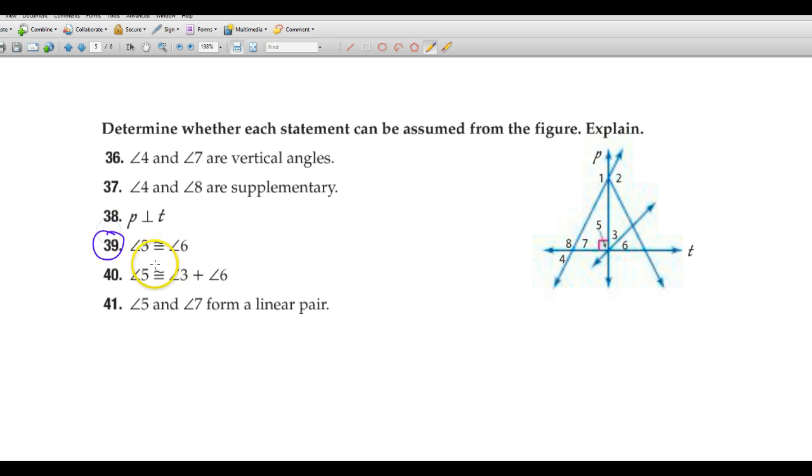So on 39, can we assume that 3 and 6 are congruent? No, we cannot. The only thing that we know is that those two have to add up to 90, since we have 90 degrees on the other side of the line. So these two have to add up to 90, but just because they look like they're congruent, we cannot assume that they are. Maybe this angle is 46 and this angle is 44, for all we know.